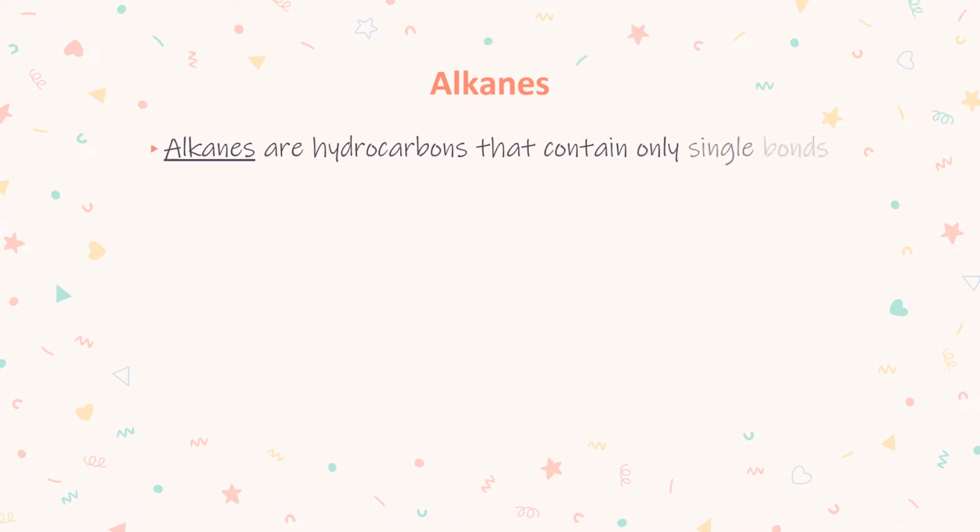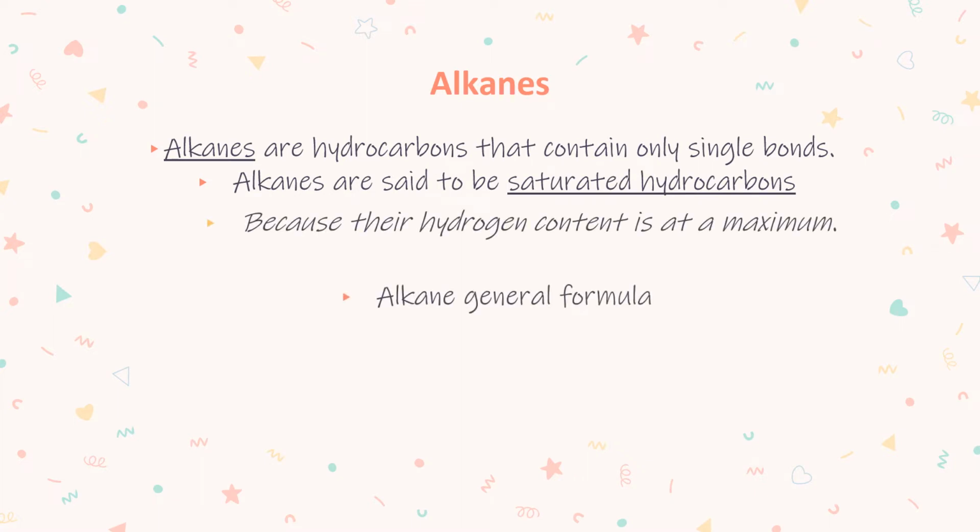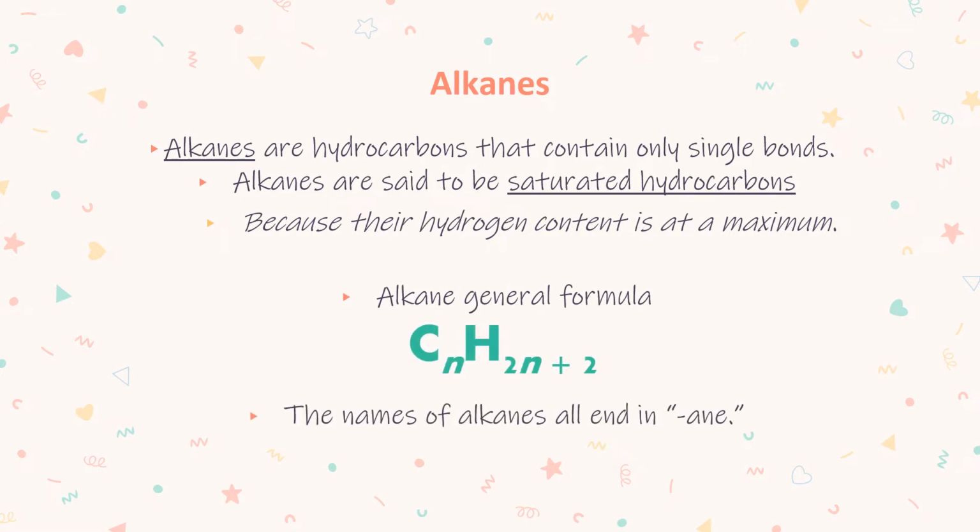Alkanes are hydrocarbons that contain only single bonds. Alkanes are said to be saturated hydrocarbons because their hydrogen content is at a maximum. The general formula of alkane is CnH2n+2. The names of alkanes all end in -ane.